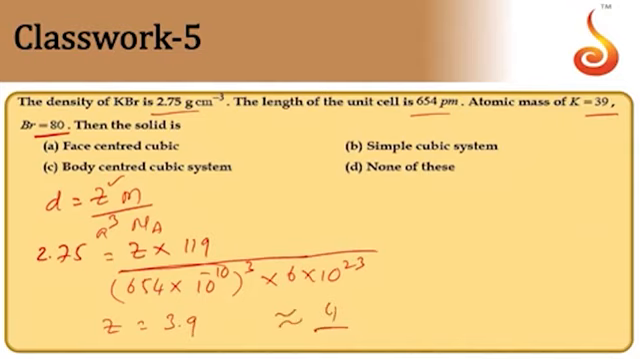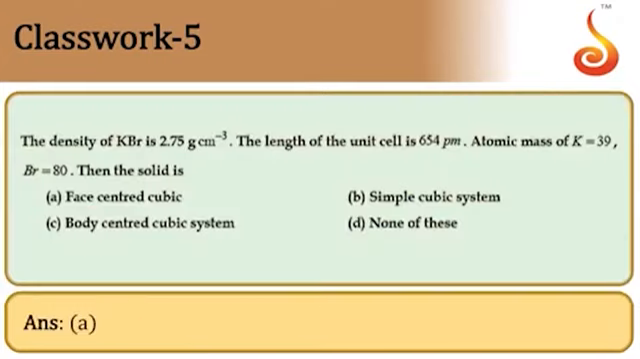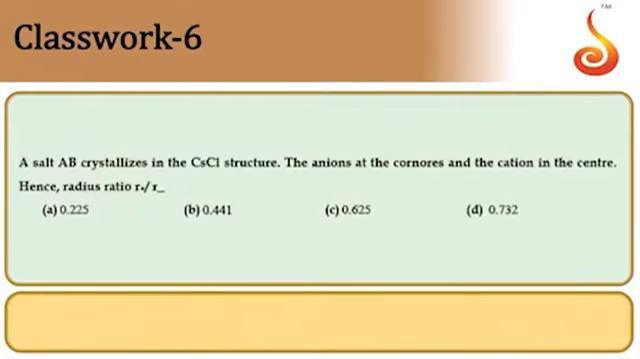So therefore Z comes to be close to 3.9 in the calculations, nearly equal to 4. Z is 4 for the face-centered cubic form. So face-centered cube, answer is A. So we have substituted the data in the density formula and got the value. A is the answer, face-centered cubic structure.